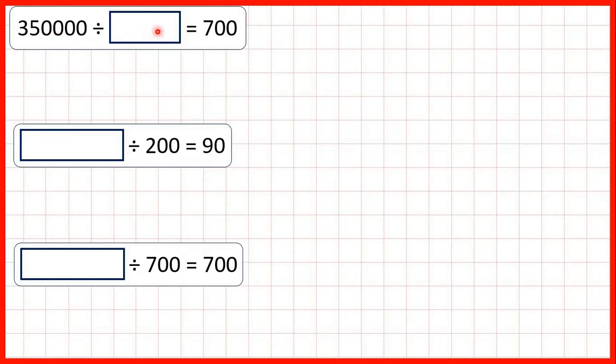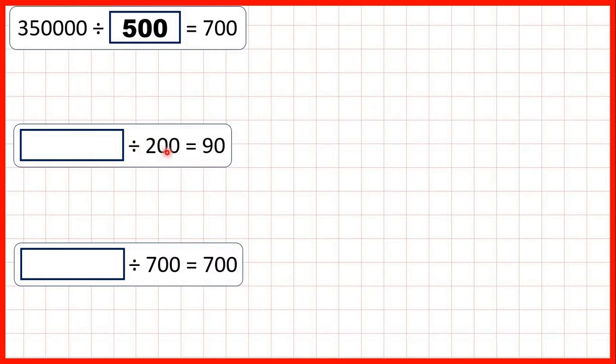350,000 divided by what equals 700? Well, 35 divided by 5 is 7. Here we have 2 end zeros in our quotient, but we have a total of 4 end zeros in our dividend. So 2 of these end zeros must have been cancelled with our divisor. So we need 2 end zeros in our divisor. 3,500 divided by 5 is 700, because the zeros that we've not cancelled in our dividend need to be written in our quotient as well. But that means that 350,000 divided by 500 is 700.